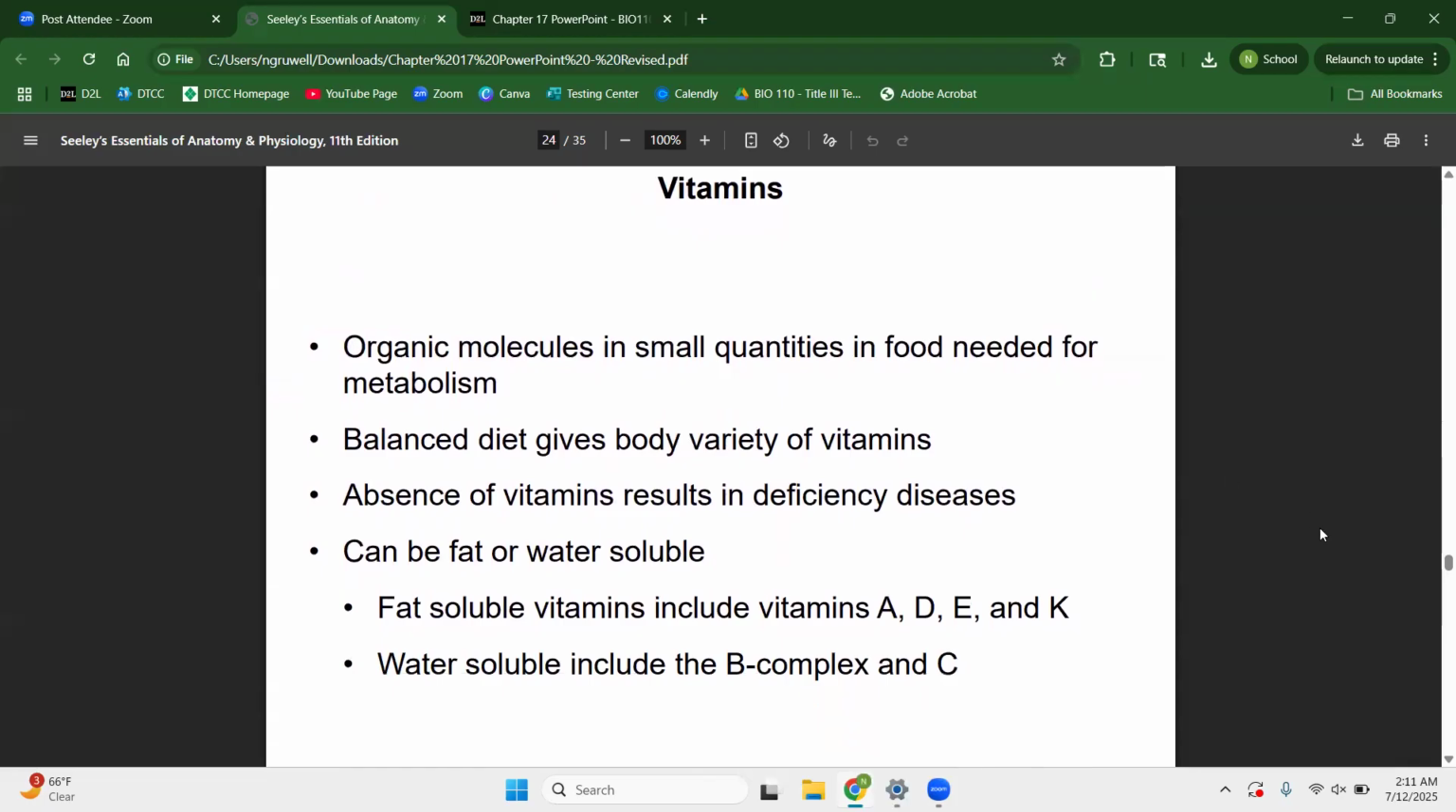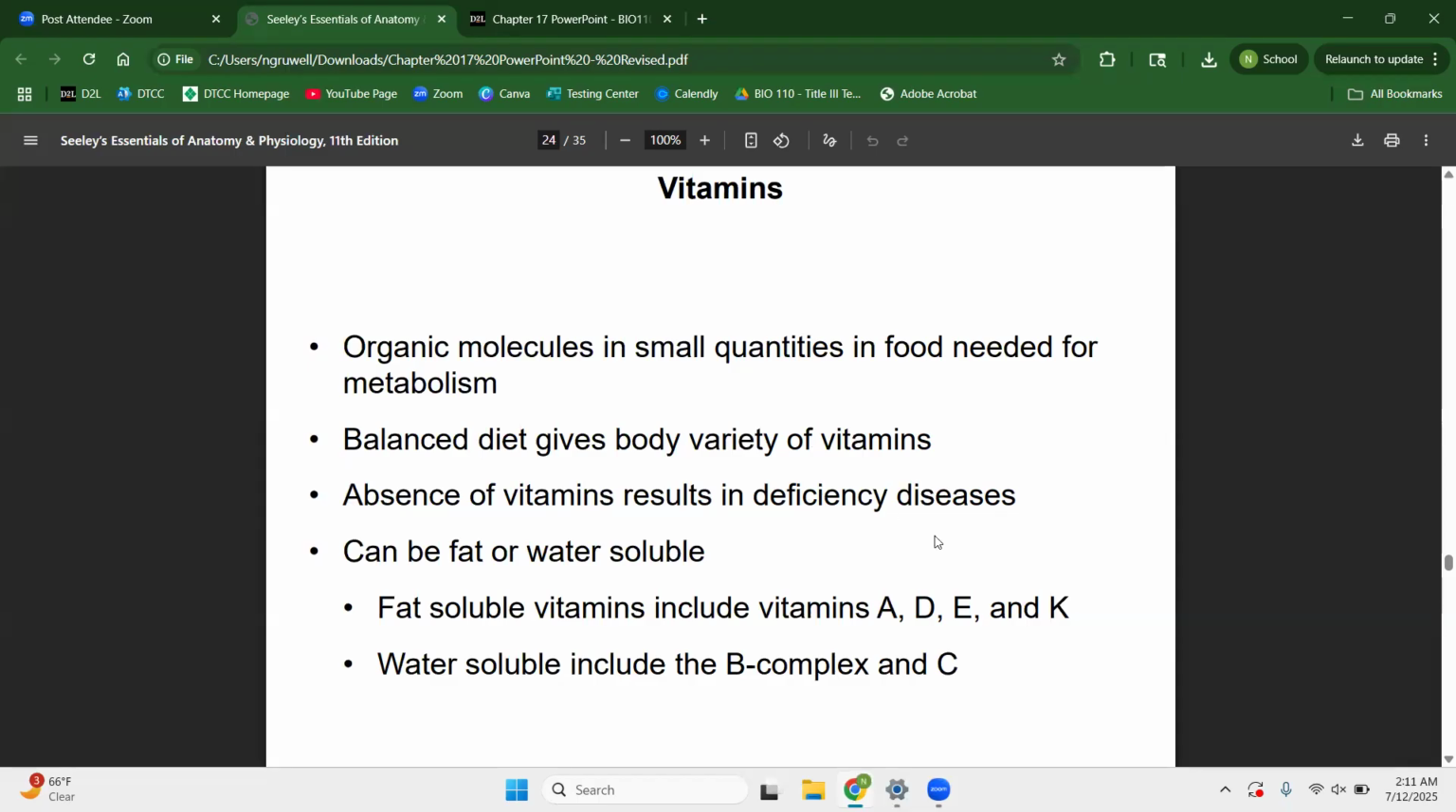Now we're going to get into some of the newer stuff. So the vitamins are going to be organic molecules, and they're usually in relatively small quantities, but we need them for metabolism and a lot of our other body functions. In general, if you eat a balanced diet, you're going to get a wide variety of those vitamins. Most of the time, we don't really talk about having too much of a vitamin. We talk about having not enough.